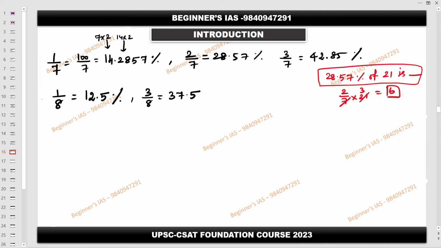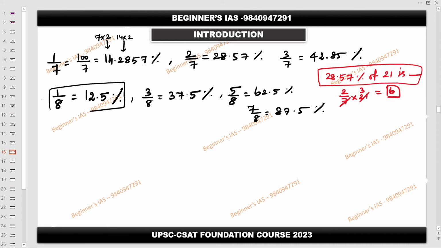3 by 8 is very important. It frequently appears in the questions. 3 by 8 is 37.5. Then 5 by 8 is 62.5. Then 7 by 8 is 87.5%. At least remember the first values. Every first value you need to remember. Practice.